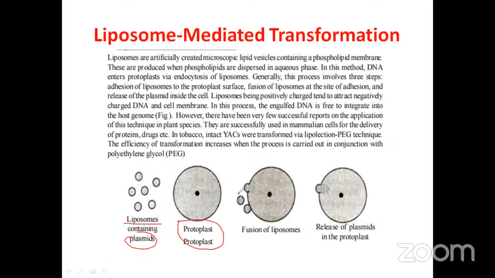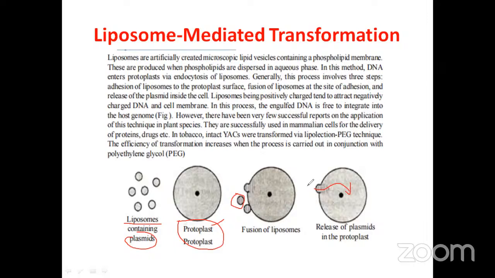When both are fused, this is liposome containing plasmid, protoplast. When both are fused, due to endoosmosis, that means the process of osmosis, the plasmids in the protoplast are released. This is based on the endoosmosis process. Endocytosis of liposomes.